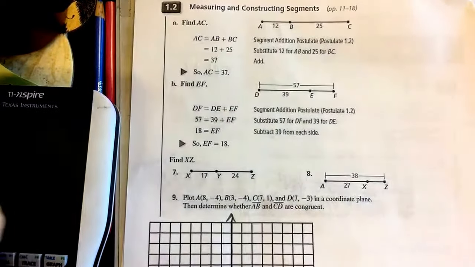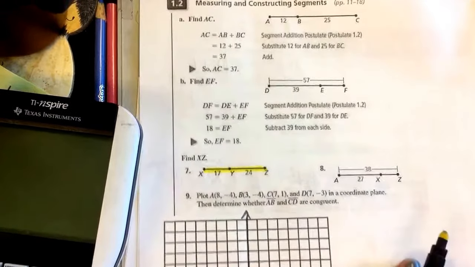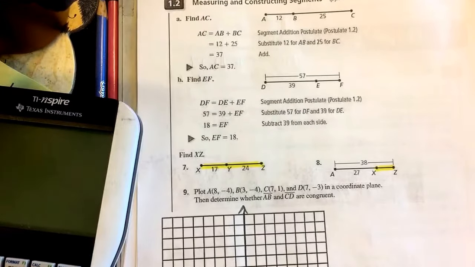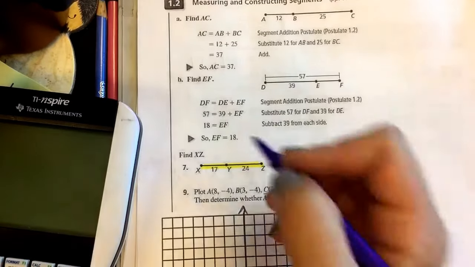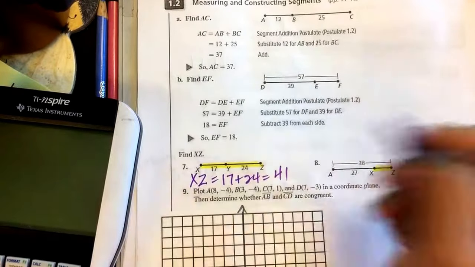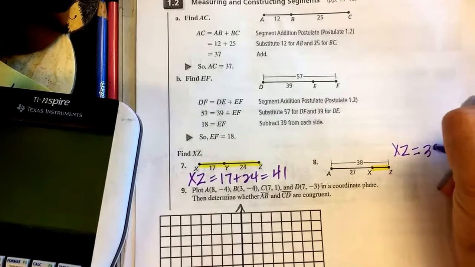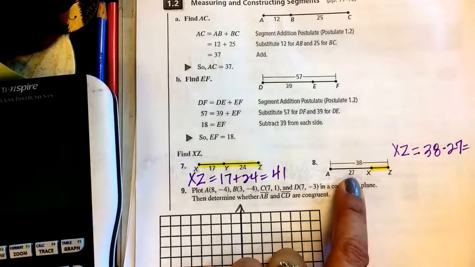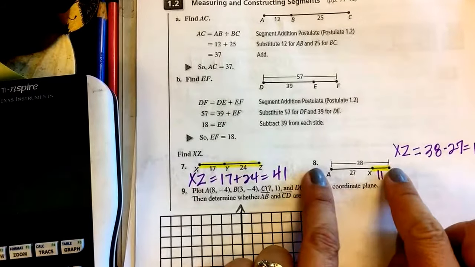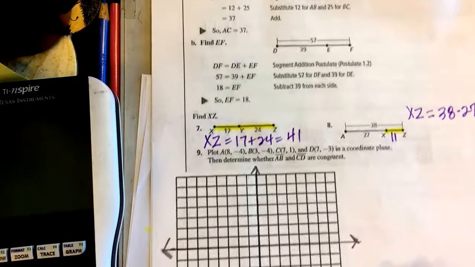Now, when we go over to 7 and 8, they want us to find the length of X to Z. In the case of number 7, it's the whole thing. In the case of number 8, it's a part. So for number 7, to get X to Z, I need to put together 17 and 24. What is that, 41? And then for X to Z in number 8, I need to take 38 minus the 27 I know and find out that that is 11. Yes, X to Z is 11. So 27 plus 11 would give us the whole thing, 38. And don't forget, you can use a colored pencil or a highlighter when you do these.